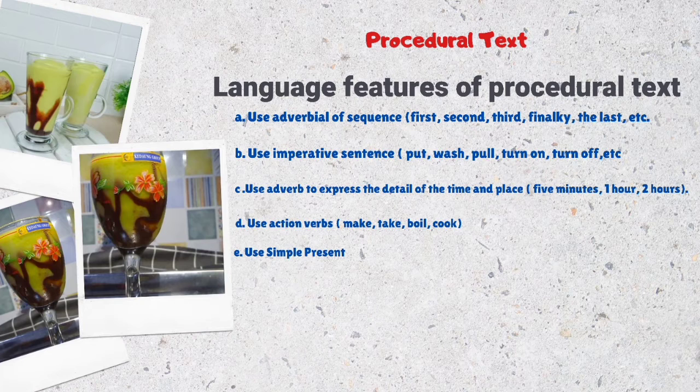Language features of procedural text. A. Use adverbial of sequence, like first, second, third, finally, the last, etc. B. Use imperative sentences, like put, wash, pull, turn on, turn off, etc.